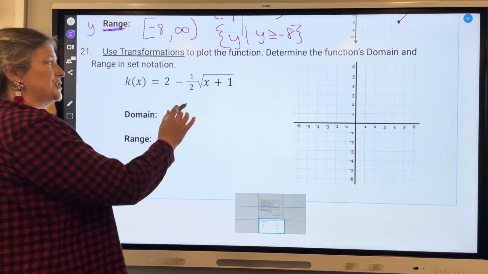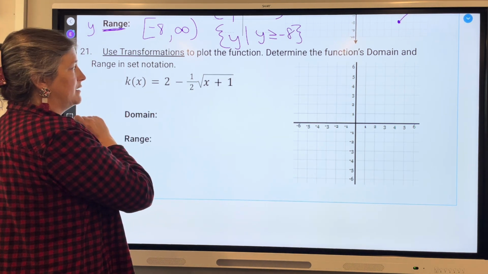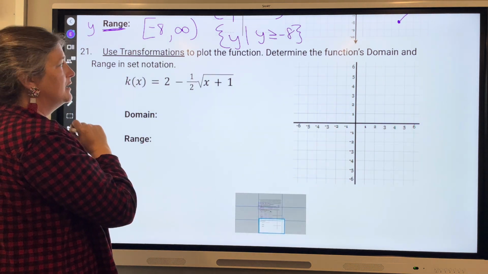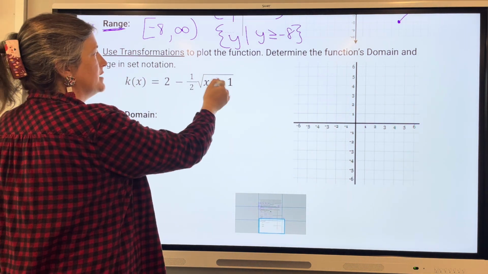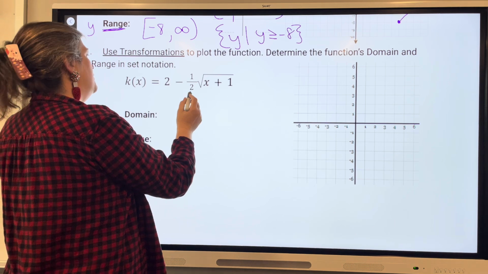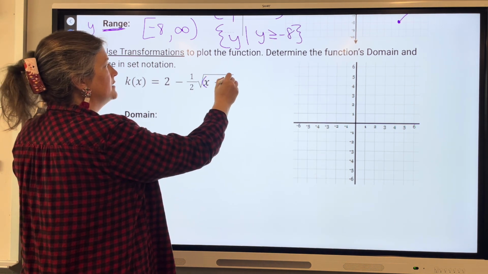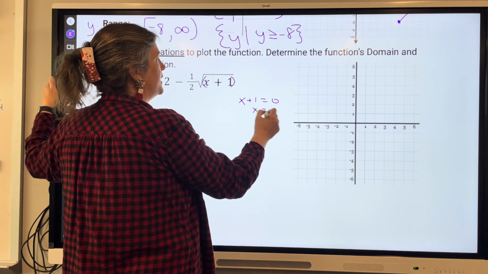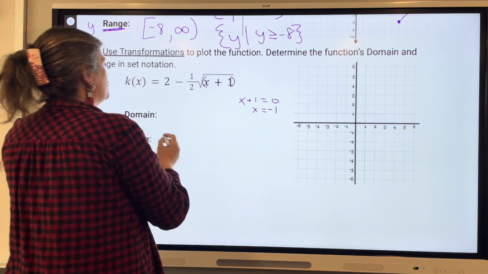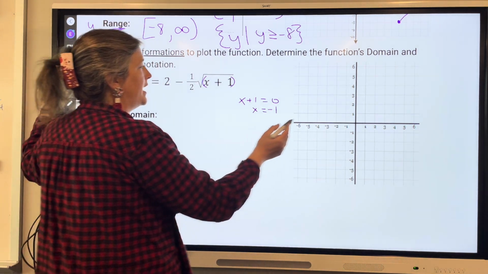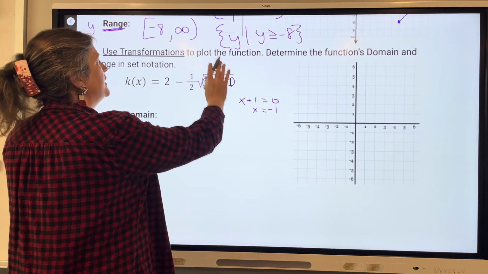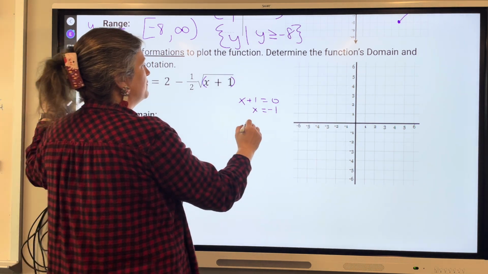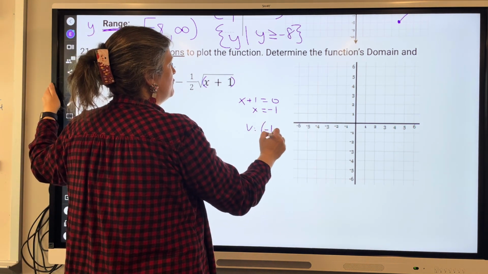Transformations to plot this function. So now this one's also a radical, also a square root, an even root that only exists for positive values under the radical, which means the most important point is when under the radical is equal to 0, or when x is negative 1. So my domain is going to start at negative 1. When I put in negative 1, I get 2 minus 0, or 2. So my vertex is negative 1, 2.